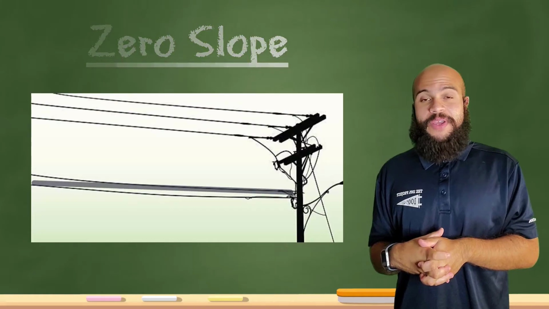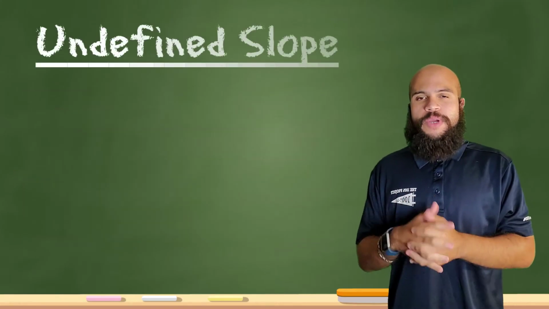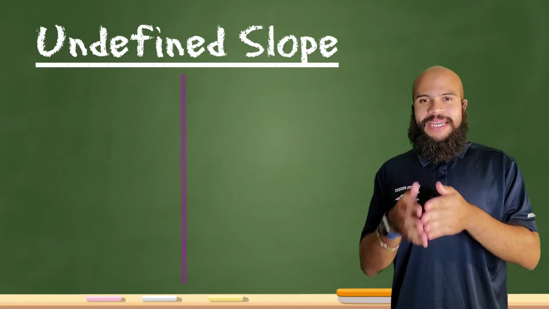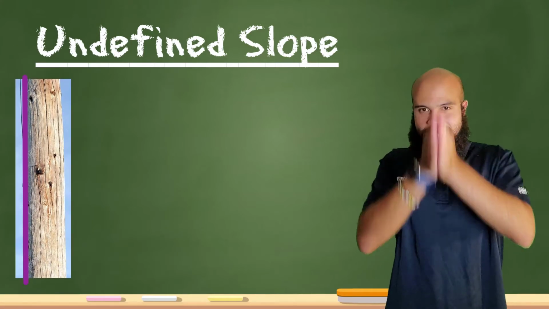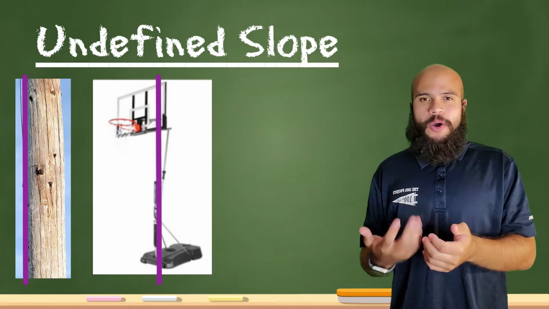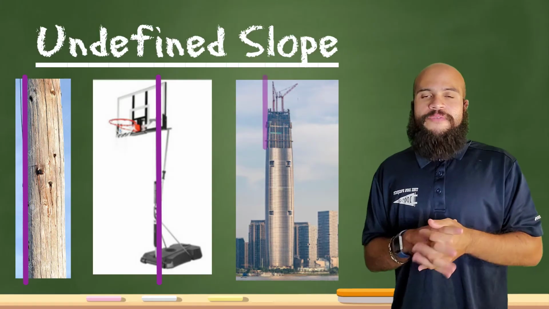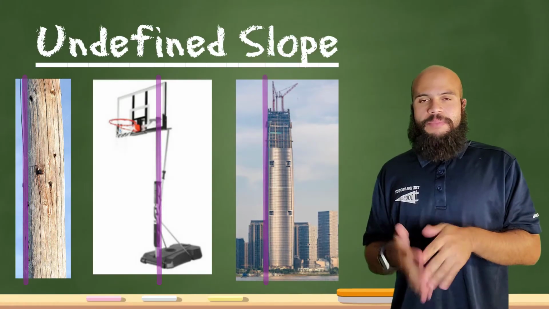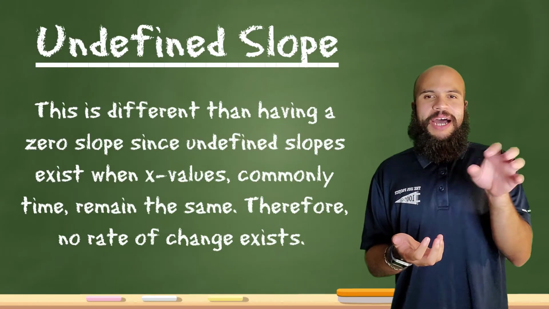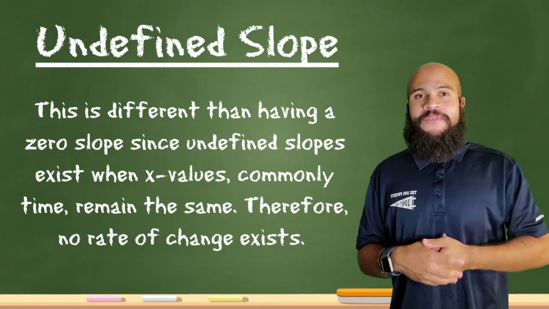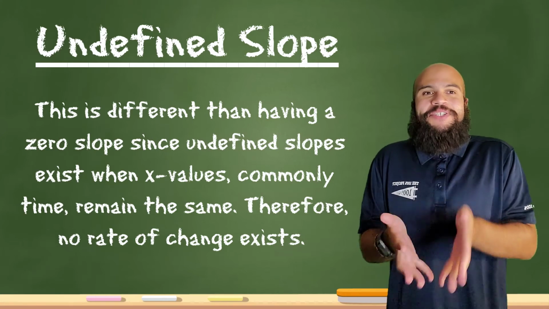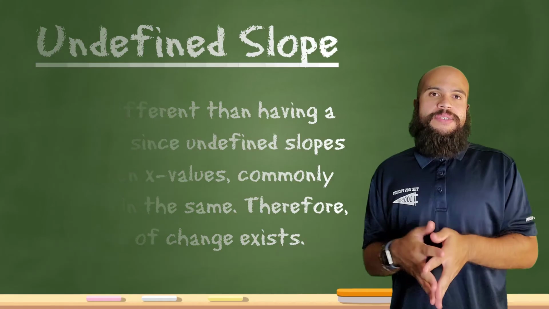Last but not least, we have something called undefined slope, which is represented by a vertical line. So think of it visually as like a telephone pole, maybe even a basketball hoop going straight up and down, or like the side of a very tall building like a skyscraper. Undefined slopes exist because there's no change over time, because your time is not changing. Therefore, slope, which is a measure of rate of change, cannot be measured. Hence, it is called an undefined slope.